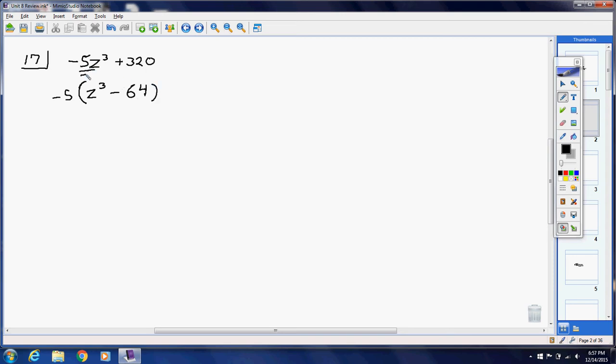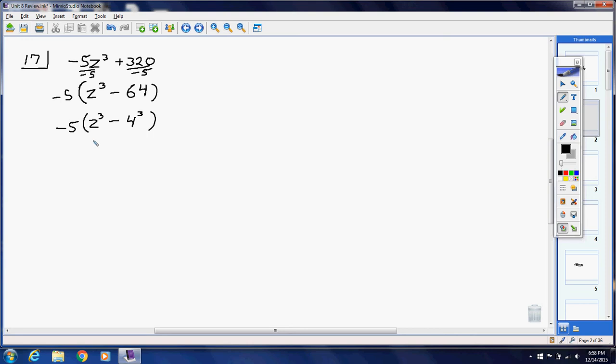I factored out. Remember, factoring out is dividing out. So that leaves us with z cubed minus 64. That plus then changes to a minus. Now we need to also recognize that 64, the cube root of 64 is 4. So 4 times 4 times 4 equals 64.